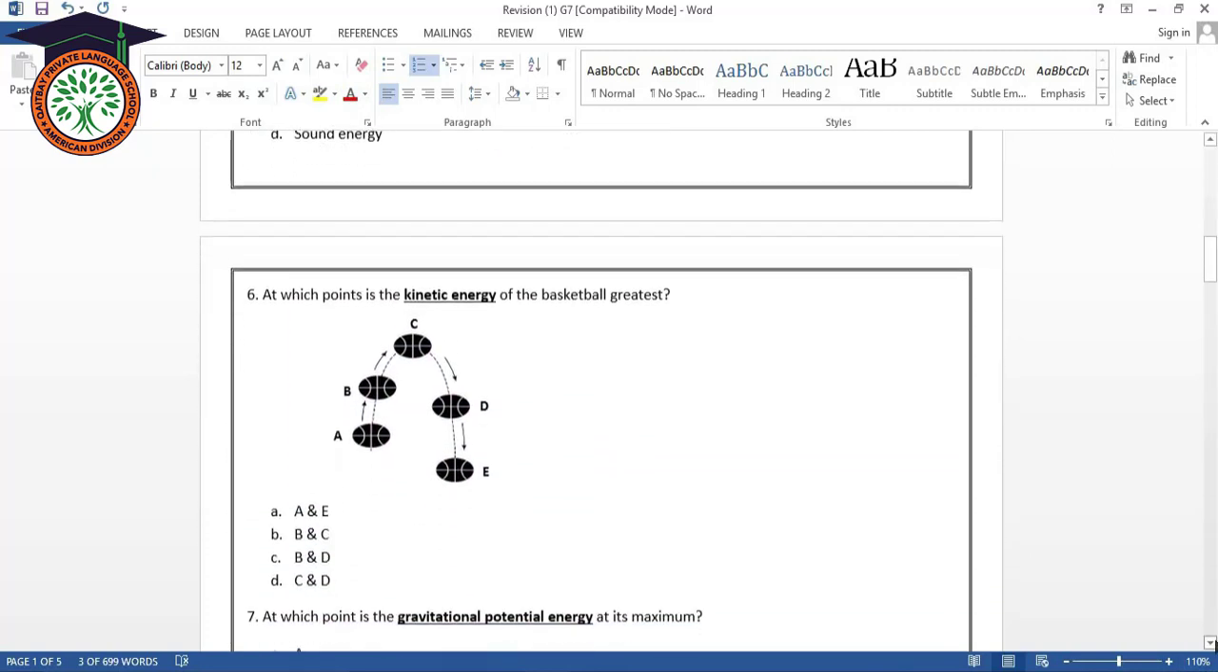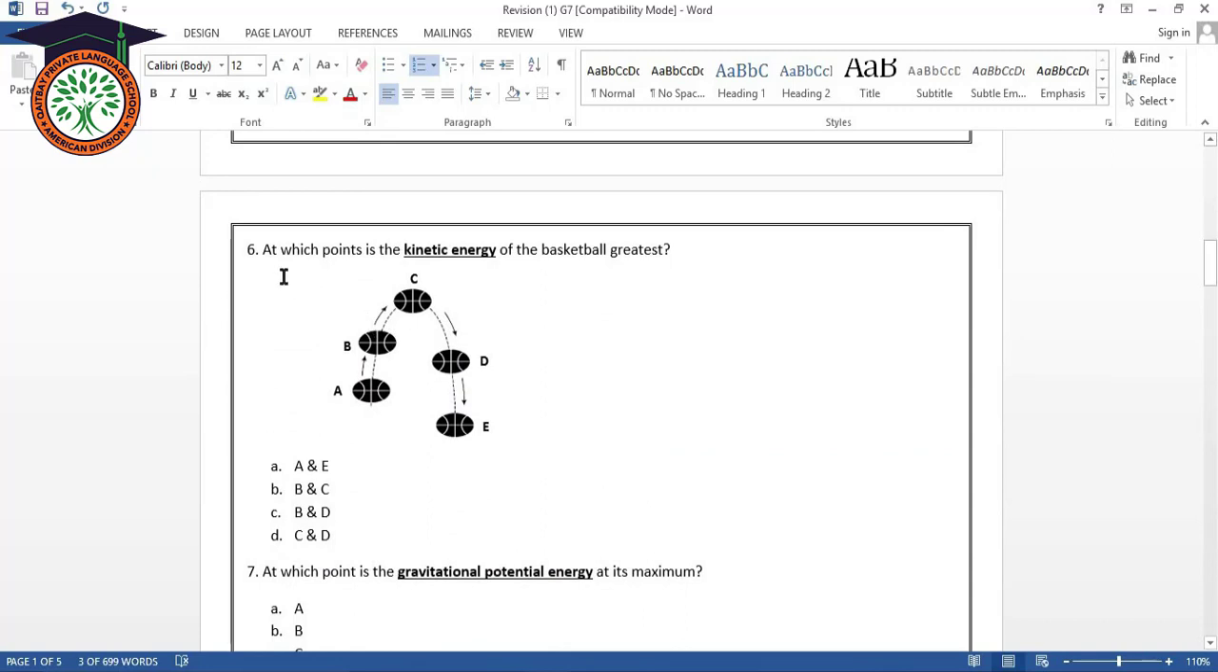We have here this drawing, and we want to know at which point the kinetic energy of the baseball will be the greatest. We saw in the previous question it will be greatest here at point A and point E. So this will be the right answer.